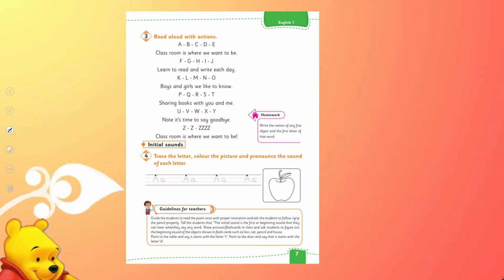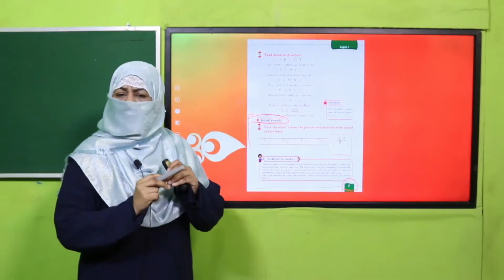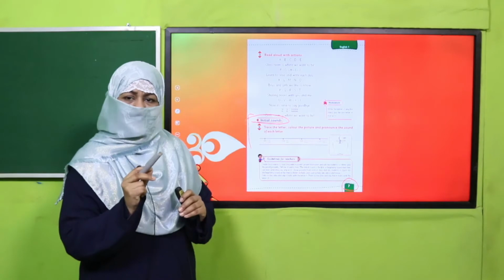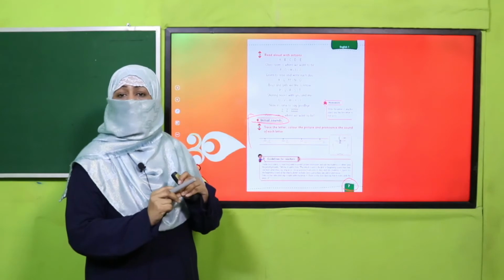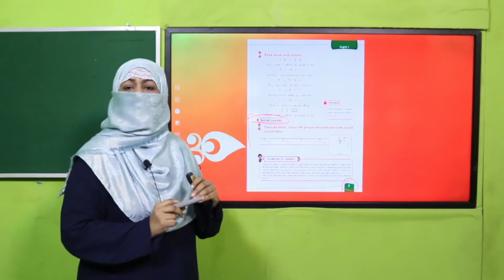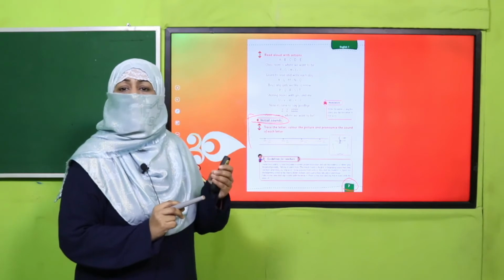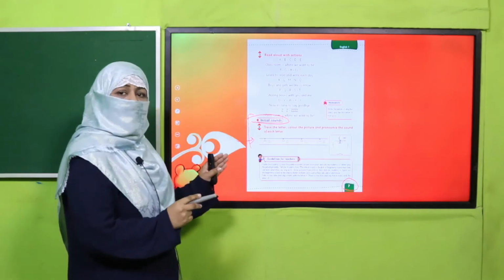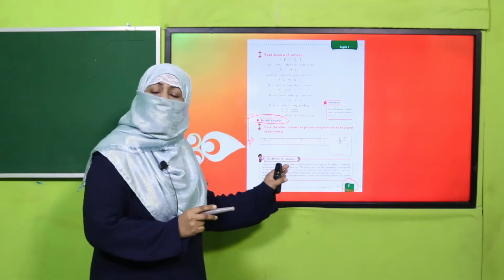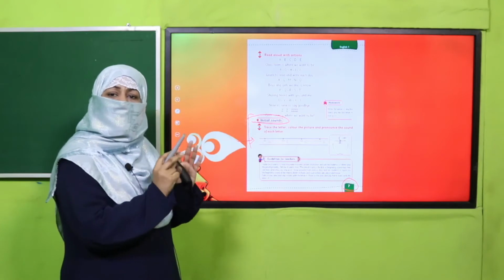So, on page number 7 of your book, here we go. We are going to start with the initial sound, and let me tell you better, what is initial sound? When we say a word, the first sound which we hear is the initial sound. The initial sound means the first sound of the word. Now we have learned the sounds of the letters and we'll match them with the objects which have the same starting initial sound, right?